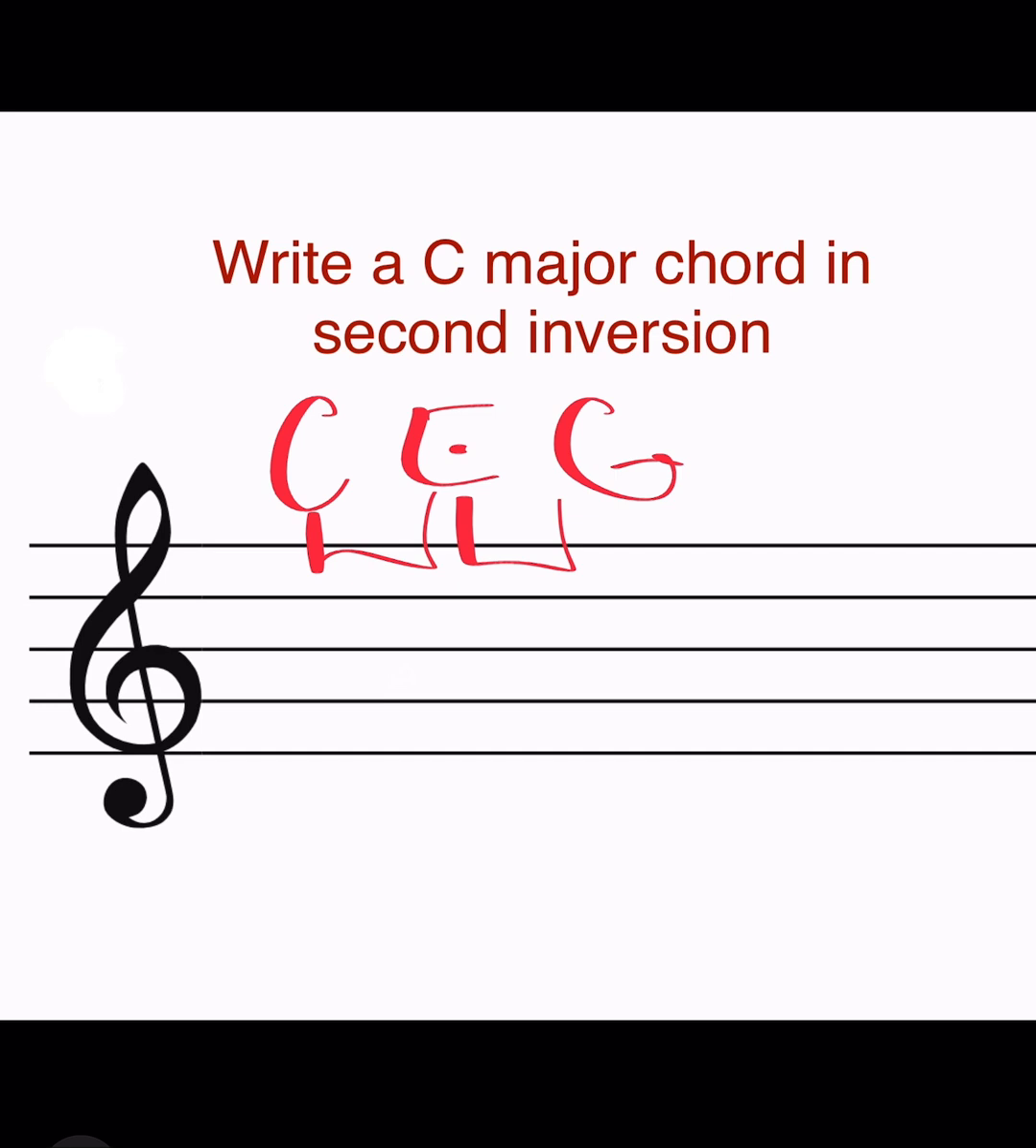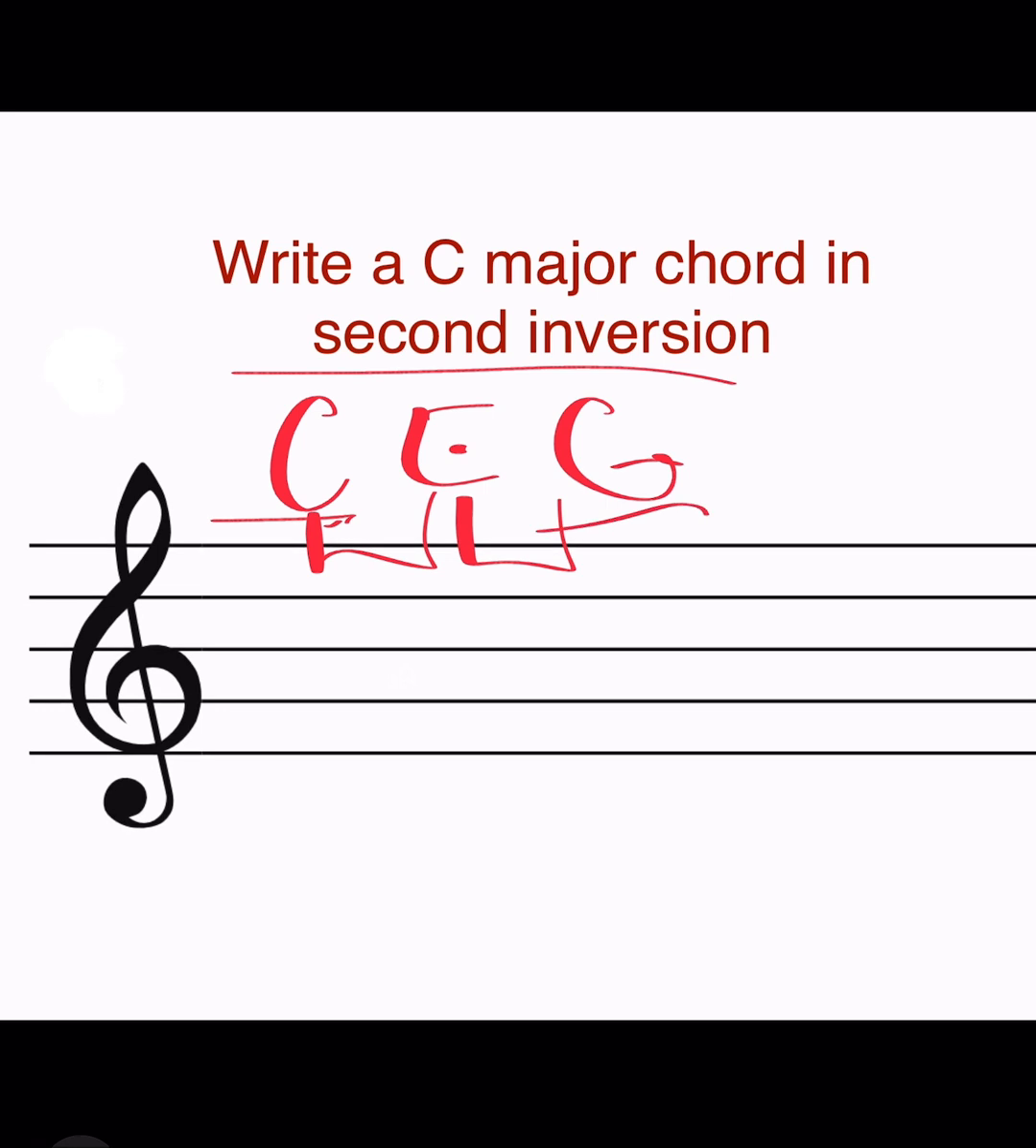Now, the next step is to deal with the inversion. Inversions with chords just have to do with which note is the lowest sounding note. If C is the lowest sounding note, if C is down in the bass, that would put the chord in root position. If E is down in the bass, that would be first inversion. And then if G was down in the bass, that would be second inversion. Okay, that's how it works.